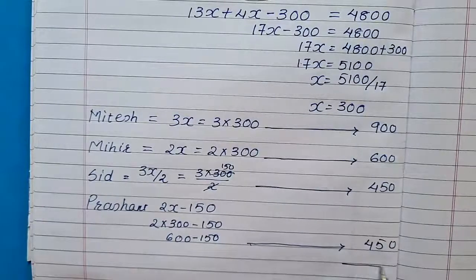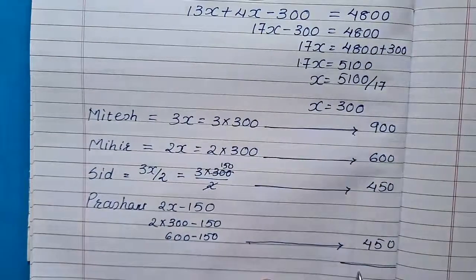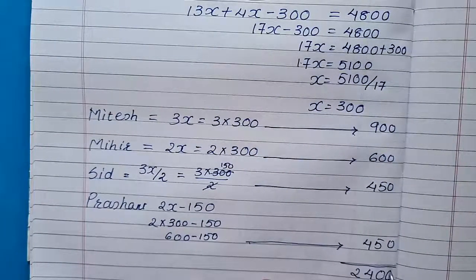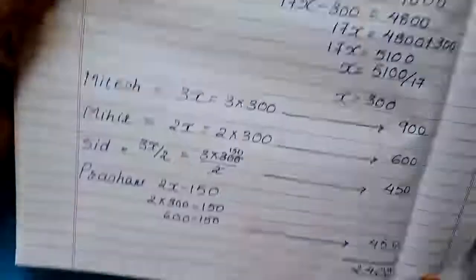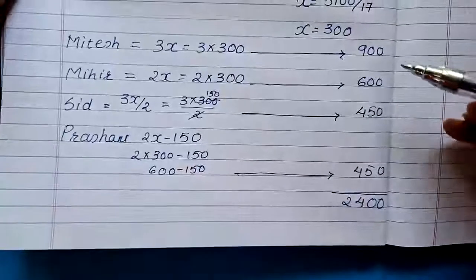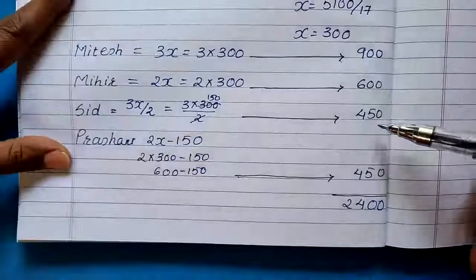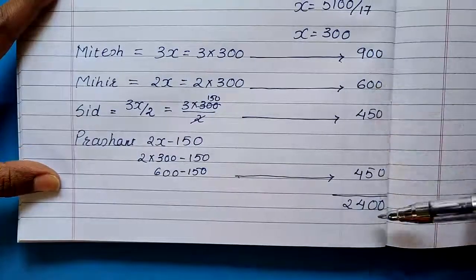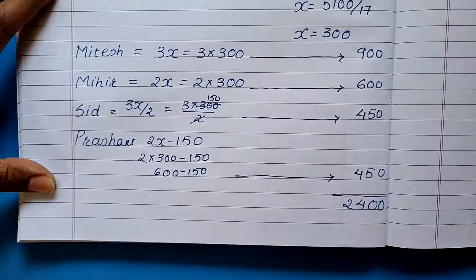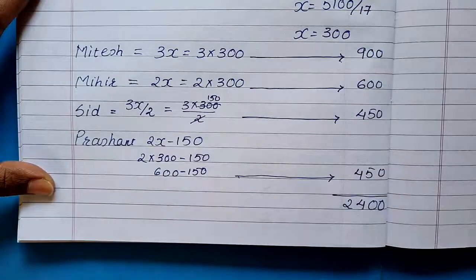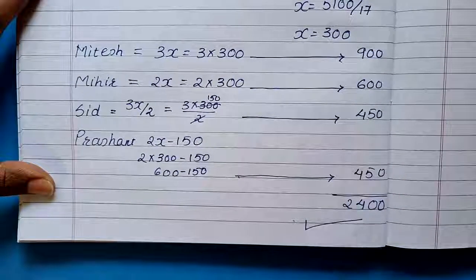And if you add them, you will get 2400. Okay. If you add all this amount, 900 plus 600 plus 450 plus 450, the total of this is 2400. So they each contributed to the total bill amount and this is our answer. So this is correct.